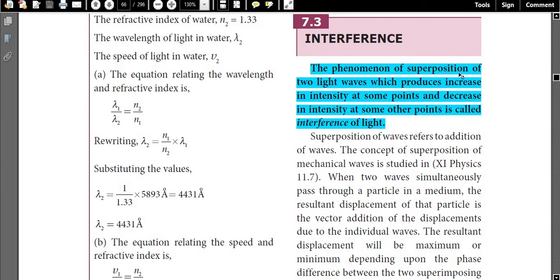The phenomenon of superposition of two light waves, which produces increases in intensity at some points and decreases in intensity at some other points, is called interference of light. Once again, the phenomenon of superposition of two light waves, which produces increases in intensity at some points and decrease in intensity at some other points, is called interference of light.